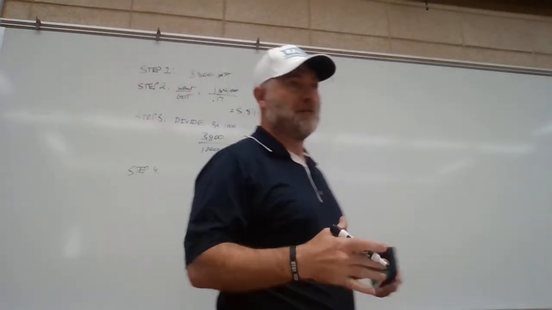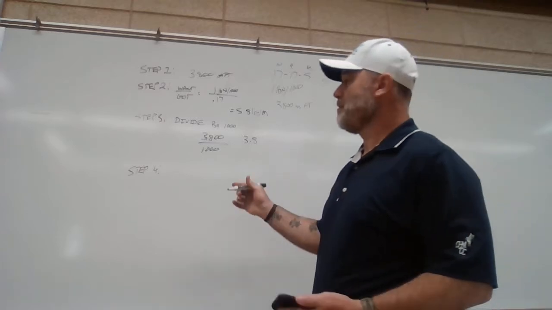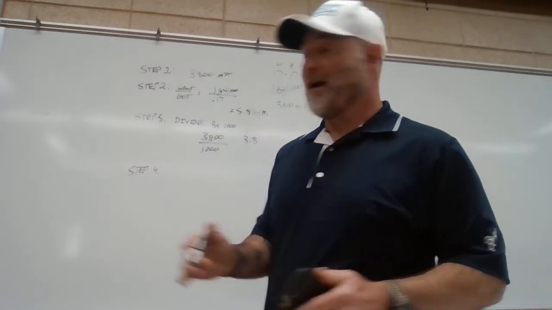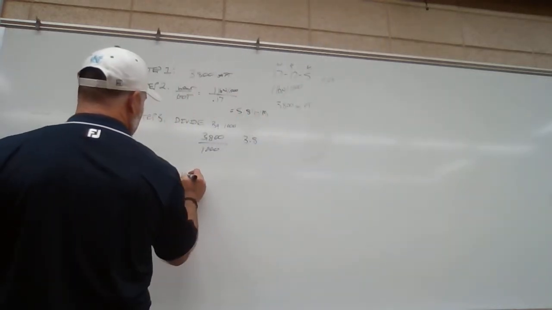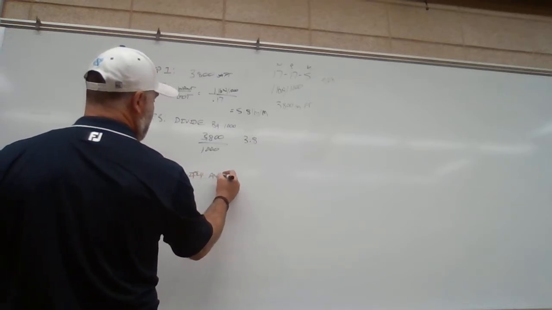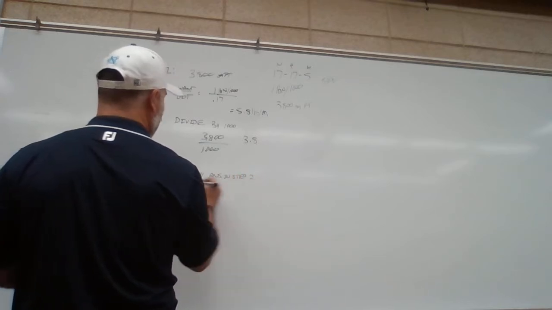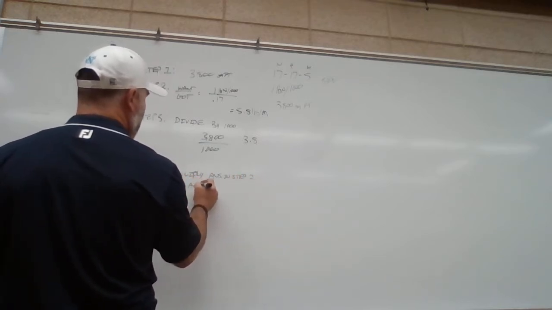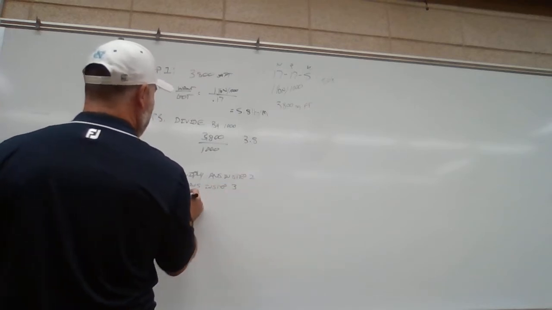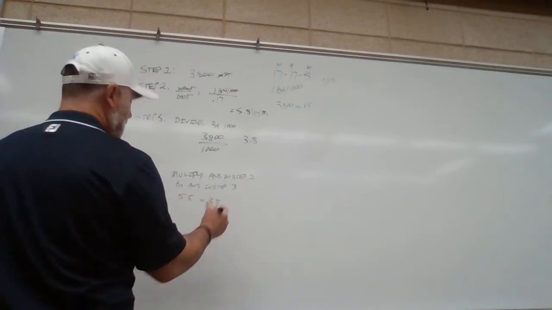a lot of people are getting confused on step four, which is your total product. So step four is super, super simple again. I want to simplify it down even more. You multiply your answer in step two by your answer in step three. So that would be 5.8 times 3.8.